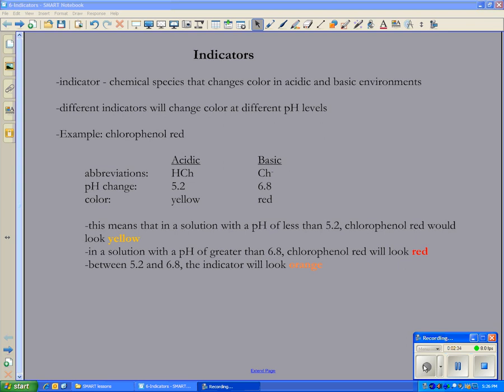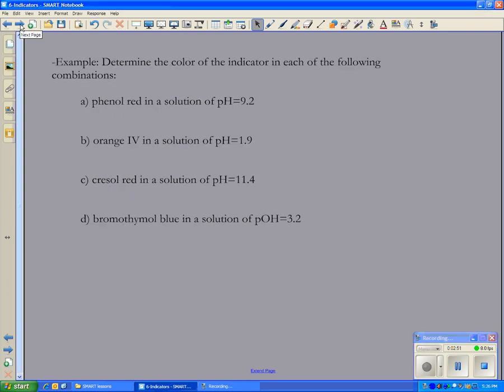Between those two pH values, so say you had a solution that was a pH of 5.8, the indicator is going to be a combination of those two colors, yellow and red, so it's going to look orange. Not all indicators have two colors that will allow you an in-between, only some of the ones on this table. You need to be able to determine the color of an indicator if you're given the indicator and the pH of the solution that it's put into.